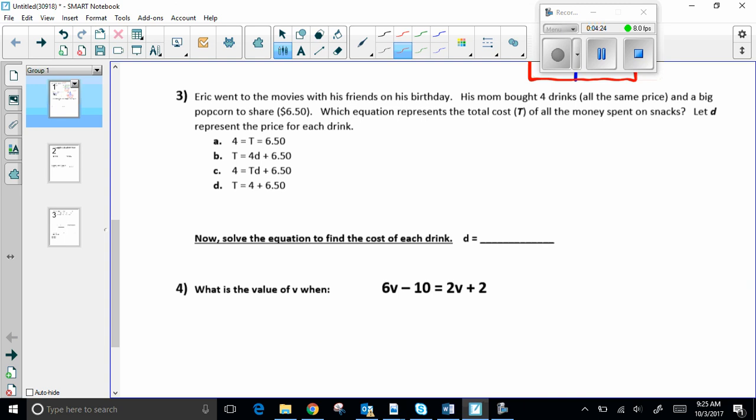Number 3, Eric went to the movies with his friends on his birthday. His mom bought 4 drinks, they were all the same price, and a big popcorn to share. Which equation represents the total cost T of all the money spent on snacks? Let D represent the price for each drink. Okay, so we need to find an equation that will match this situation. In this situation, we bought 4 drinks and popcorn, right?